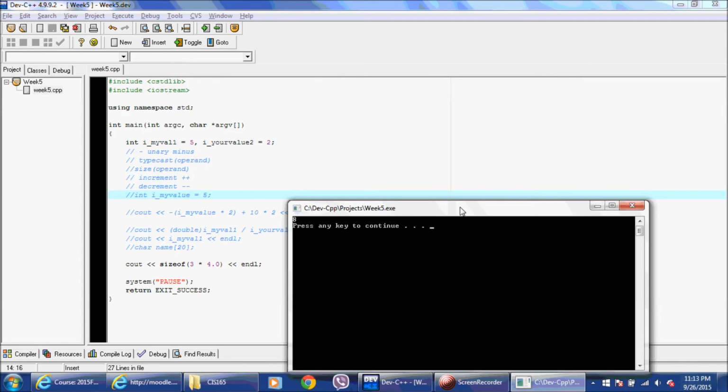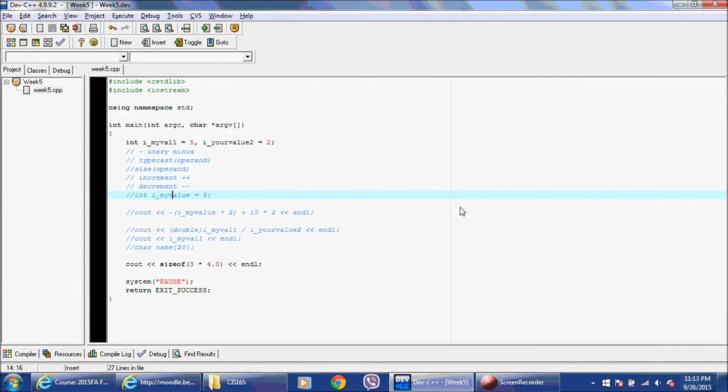8. Okay, so sizeof is very useful, especially when you're reading input. It'll tell you how many bytes to read on the buffer. Okay. So that's the unary operators so far.